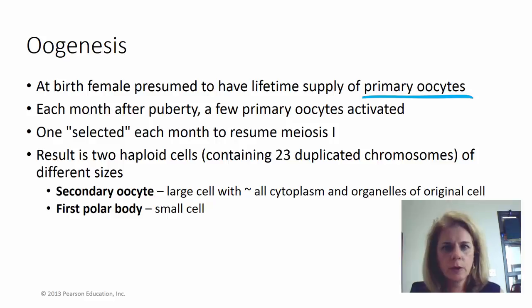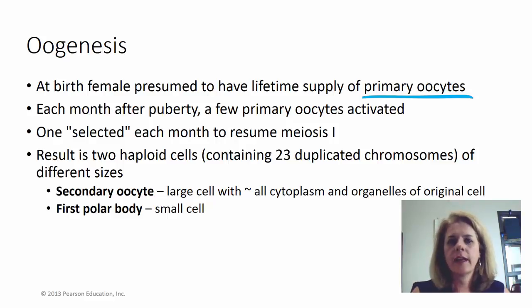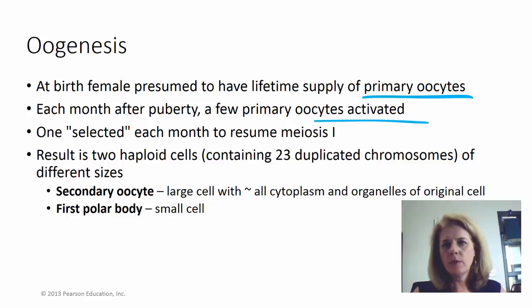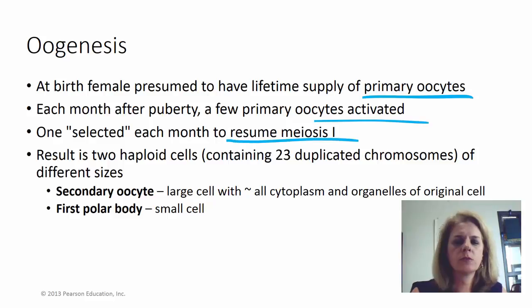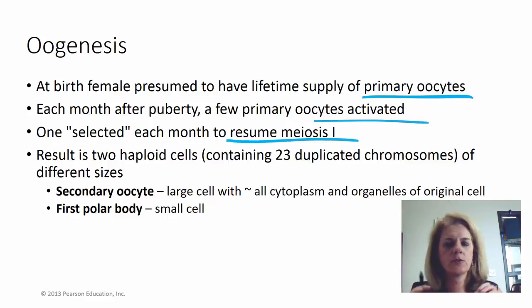So as you reach puberty, and through puberty and on through, from menarche through menopause, some of these primary oocytes get activated. So they get turned on, they get ready to go. All right. And each month, one of these is selected, and we're still trying to figure out how that actually occurs. Each month, one of these primary oocytes is selected to resume meiosis 1, because remember, it's been stalled there. Now it's going to go. So this one special egg each month is going to be chosen to move on through the process.